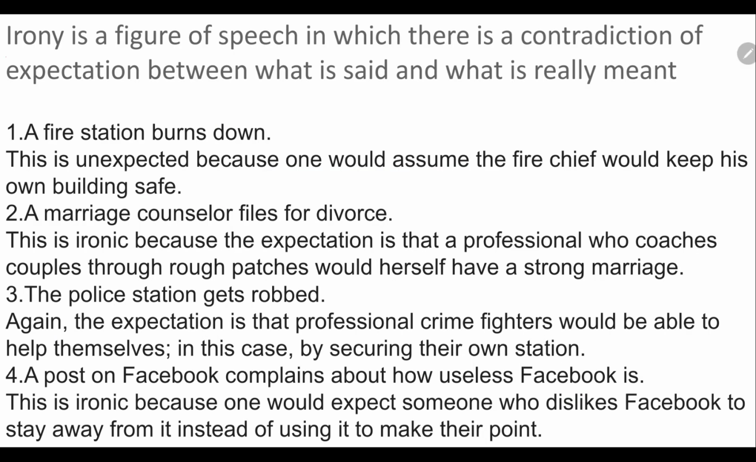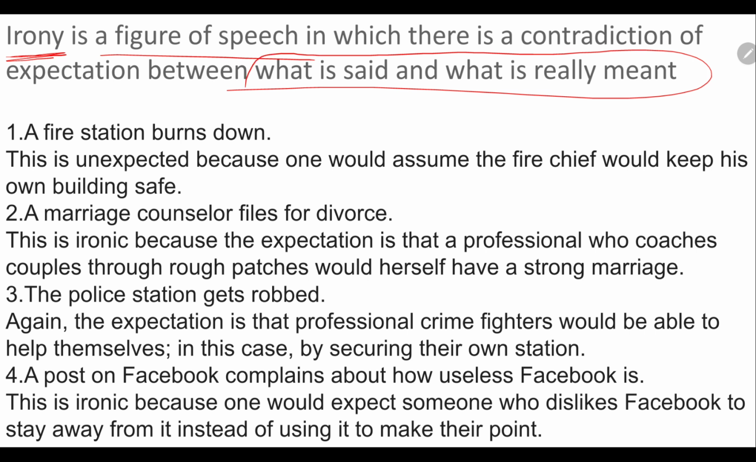Irony, it is a figure of speech in which there is a contradiction of expectation between what is said and what is really meant. Okay, so here what is said and what is really meant, let us first understand its meaning. So we'll see 3 examples first.